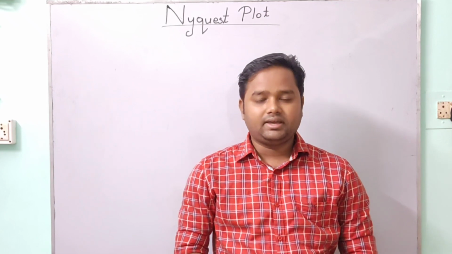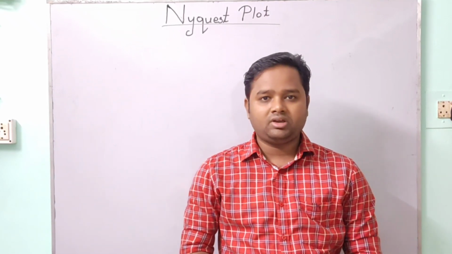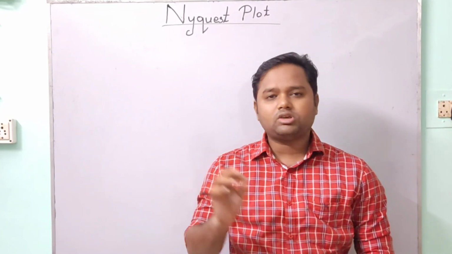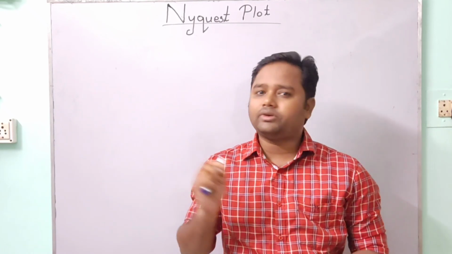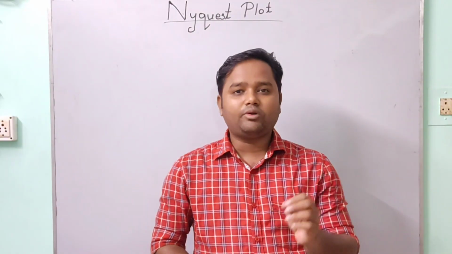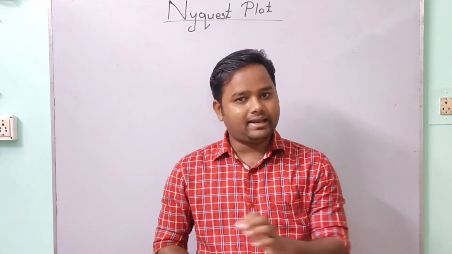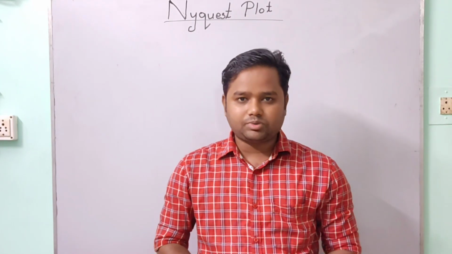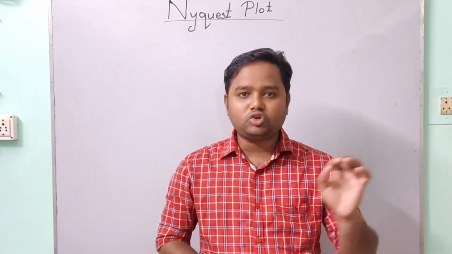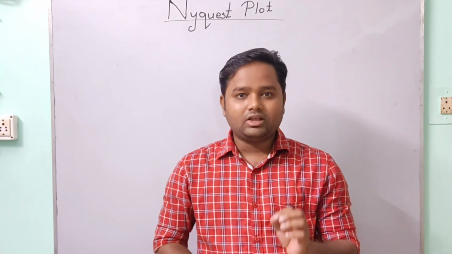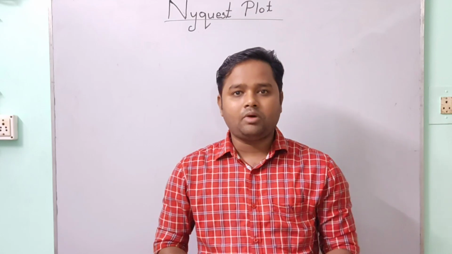In this video, we will study about the Nyquist plot. The Nyquist plot is just similar to the polar plot. In the polar plot, the value of omega is varied from 0 till infinity. But in the Nyquist plot, it is just an extension of the polar plot. Here, the value of omega varies from minus infinity till infinity.